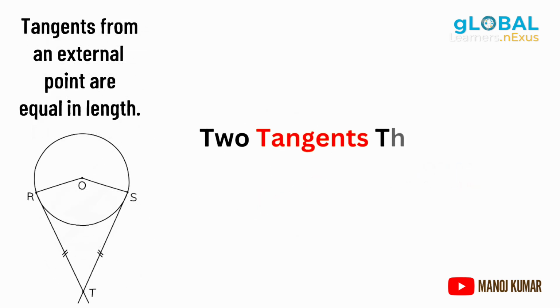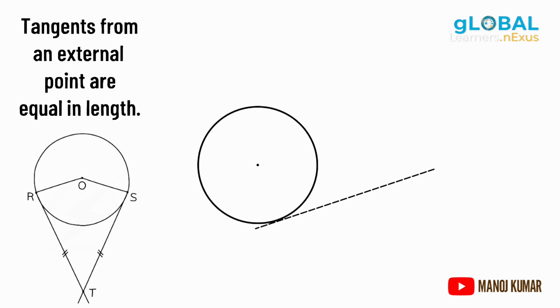The two tangents theorem. If two tangents are drawn to a circle from a single external point, then these tangents will always be equal in length. Another important property of this theorem is that the line joining the external point to the center of the circle always bisects the angle formed between the two tangents.